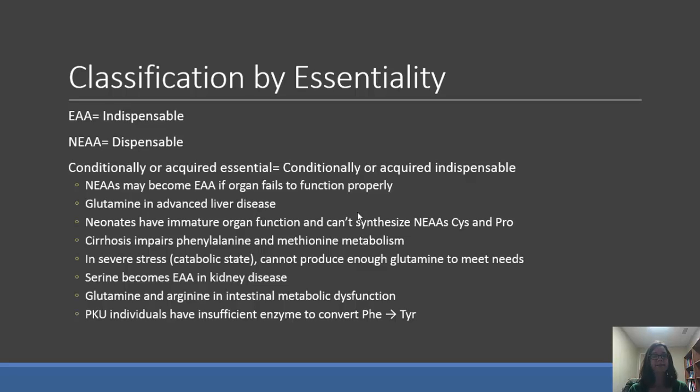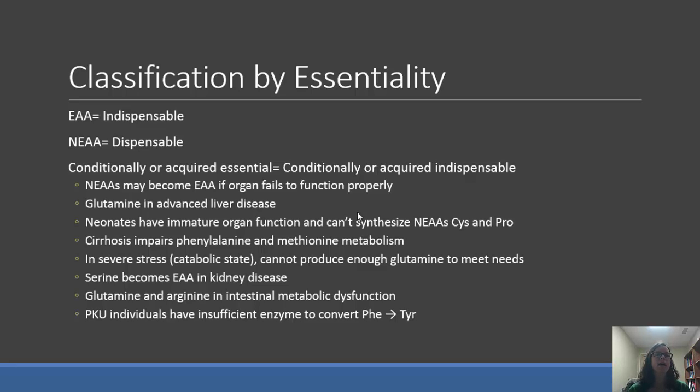Okay, so next is classification of proteins by essentiality, and this is one I think we're a lot more familiar with. So we classify proteins in this way by whether they are indispensable or dispensable. So an essential amino acid is an amino acid that we can't make in our bodies from other proteins, and so we must get them through our diets. Whereas a non-essential amino acid we can produce in our bodies from other substrates.